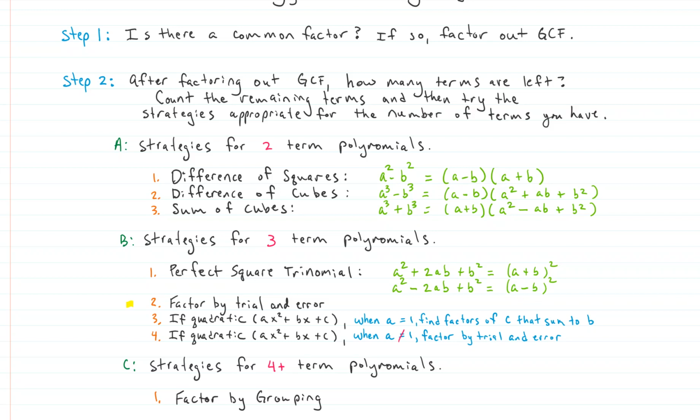A second thing you could try would be to factor by trial and error. This kind of is reverse FOIL. You're kind of guessing because you know how FOIL works. When you FOIL something, you've got a first, outer, inner, last term, and you know how the mechanism works, so you kind of reverse engineer, but you're really just guessing and checking. If you have a quadratic and a, which is the coefficient of the first term, the squared term, is 1, then you can find factors of c, which is the constant term, that sum to b, which is the coefficient of the middle term. And you can use those numbers to factor. If it's a quadratic and a does not equal 1, then you use trial and error factoring.